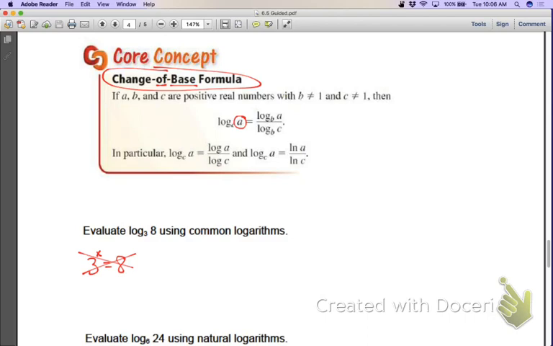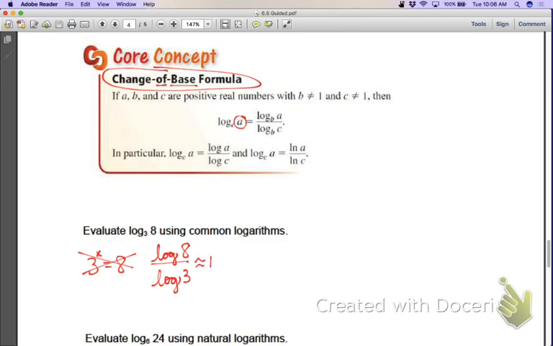I'm going to turn this into being, instead of a log base 3, it's going to be in base 10. And all I'm going to do is go log of 8 divided by log of 3. I'm going to type it into my graphing calculator, my scientific calculator, whatever I have. And I'm going to go log of 8 divided by log of 3, and I'm going to get 1.82.